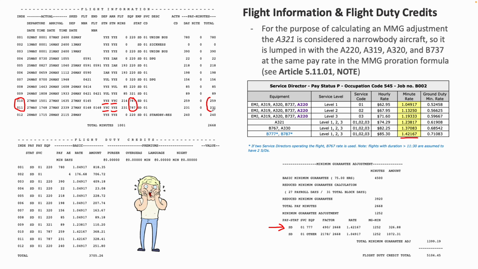So I should then take the pay minutes and add them up. 259 plus 231, that equals 490. And that is precisely what we see on the 777 line. So we know that that portion of the ratio is correct.